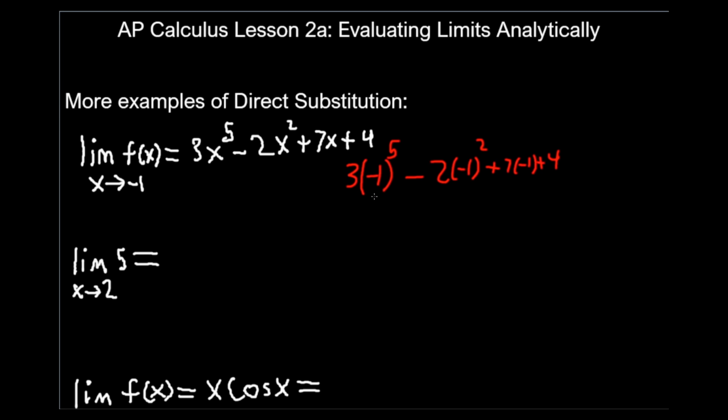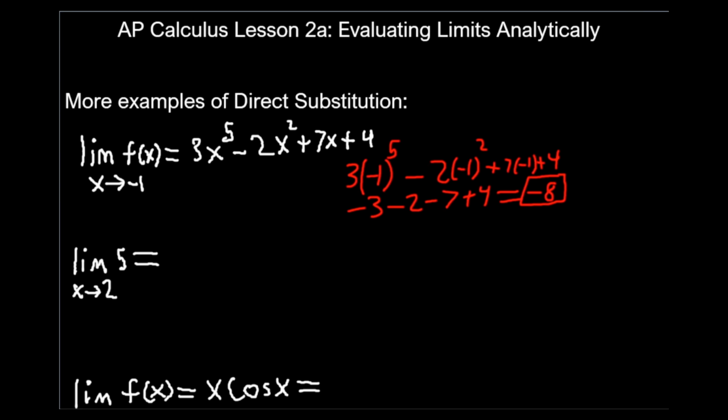Okay. -1 to the 5th power is just -1, times 3 is -3. -1 squared is +1, but times this -2 makes it -2. So -3 minus 2. 7 times -1 is -7, so -7 plus 4. This is going to be -8. That is our answer. Boom. That's how you would do that guy.